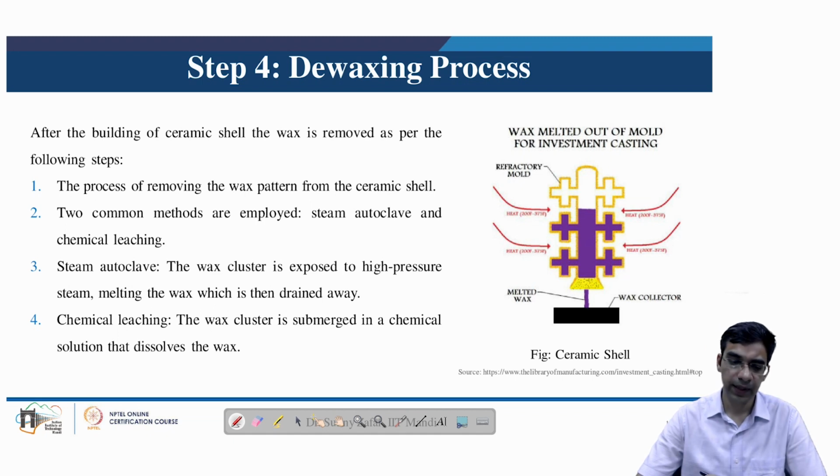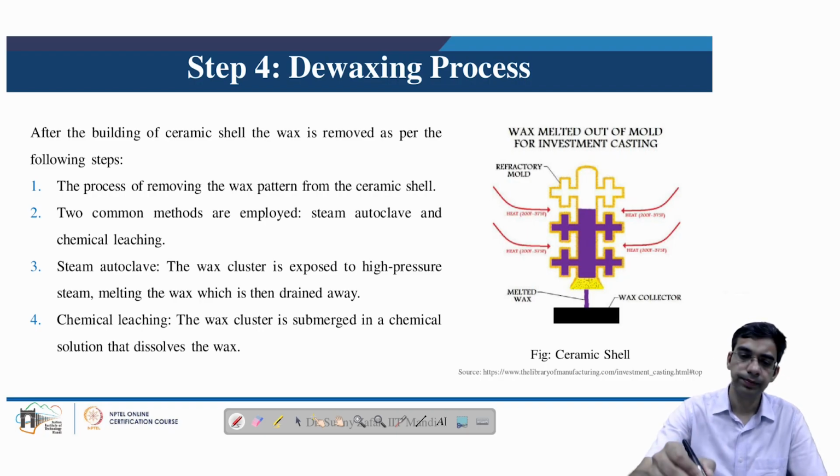and drained away. Chemical leaching is also utilized to remove the wax, in which the wax cluster is submerged in a chemical solution that helps to dissolve the wax. But in this case, it is often reported that the reusability of wax is reduced. So, in case of steam autoclave, the molten wax can be recovered and reused for making the patterns again.